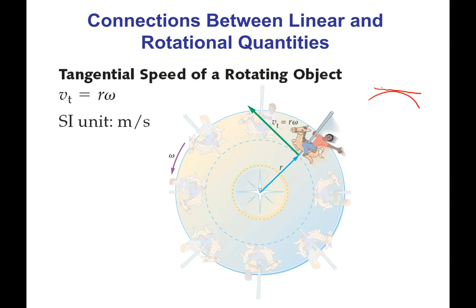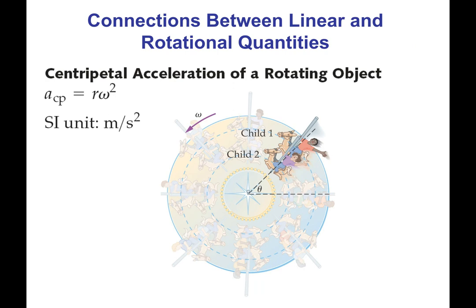But your tangential is just, if you have a tangent to the curve, a straight line at that point on the curve. So you can figure out that's just your linear velocity of an object that's going in a circle. And just like how your X was your radius times your theta, same thing as your tangential velocity is just your radius times your omega.